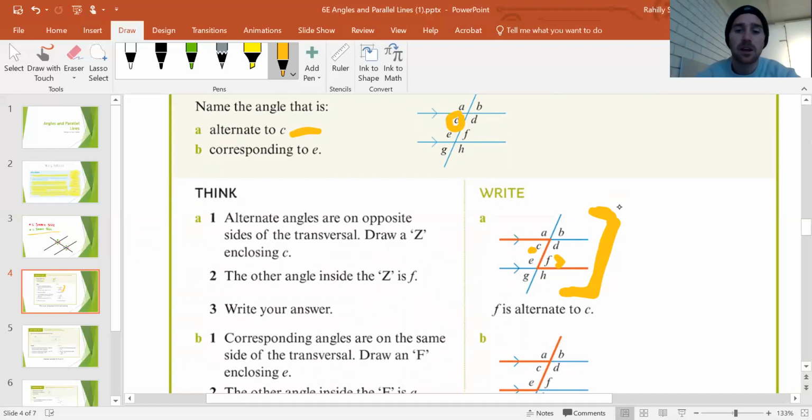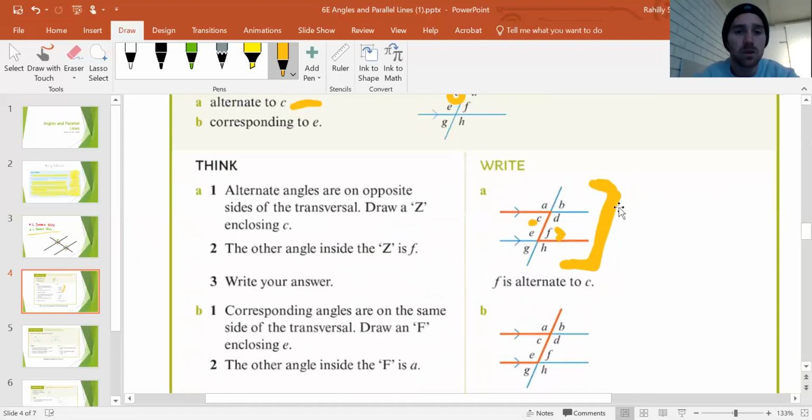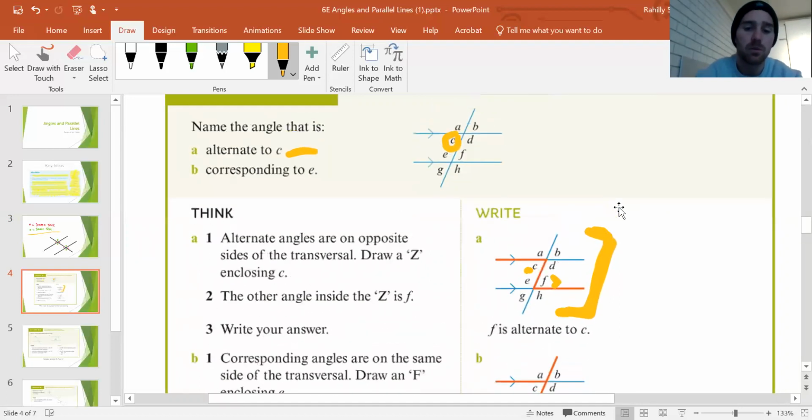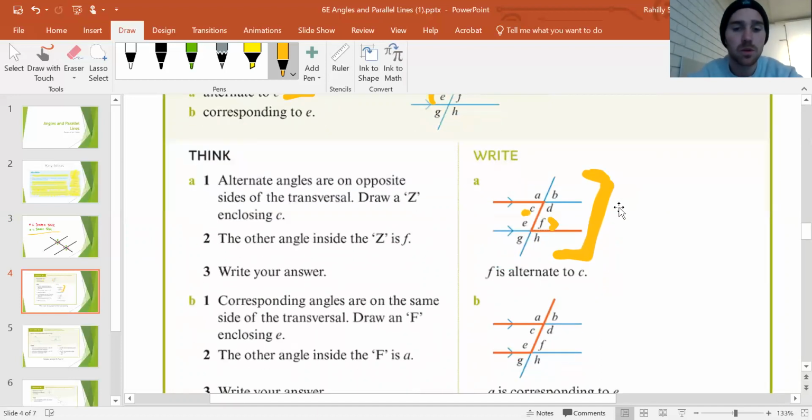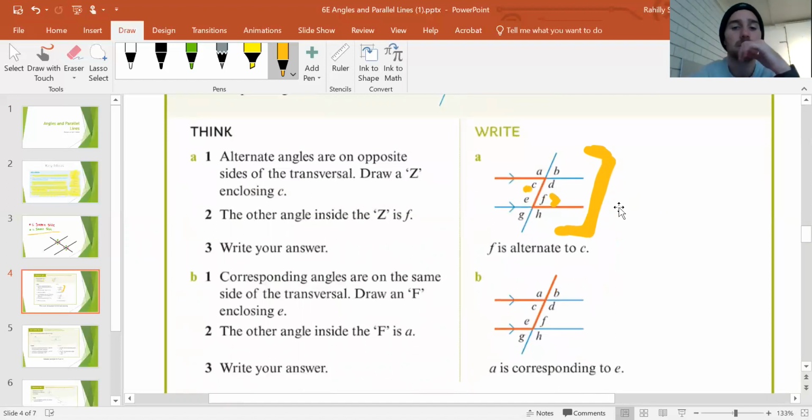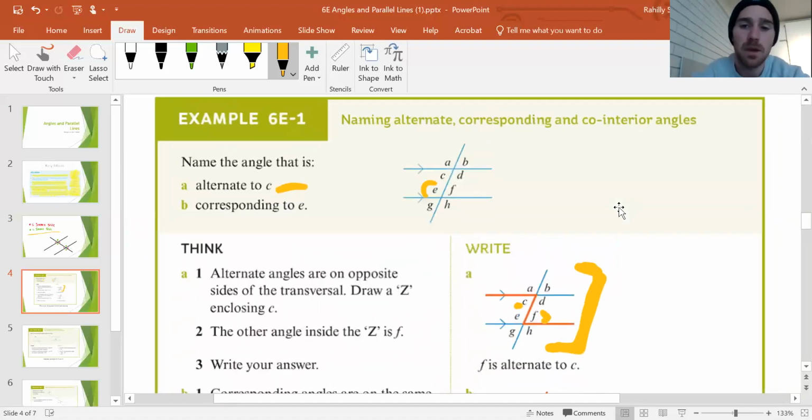All right, for our second one, what is the corresponding angle to E? We're going to quickly do this. E is here. What were the characteristics of corresponding? Corresponding angles are on the same side of the transversal. So that means it's going to be on the left side. It's going to be either C or A.